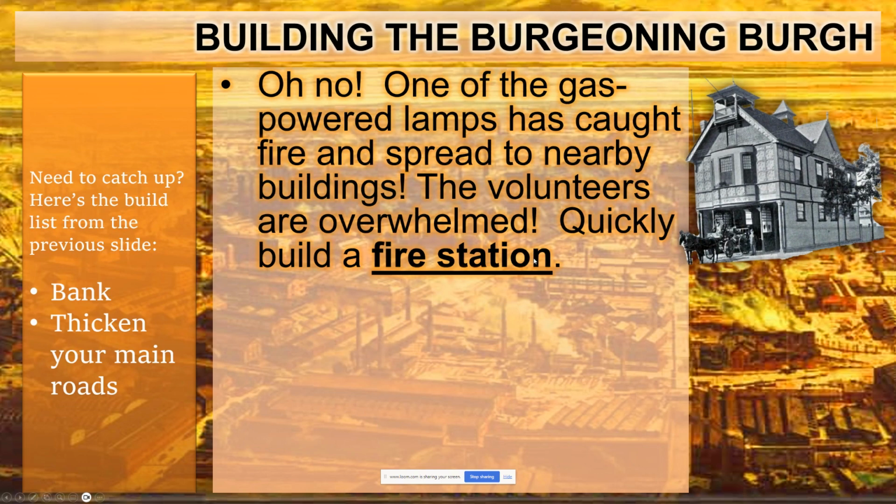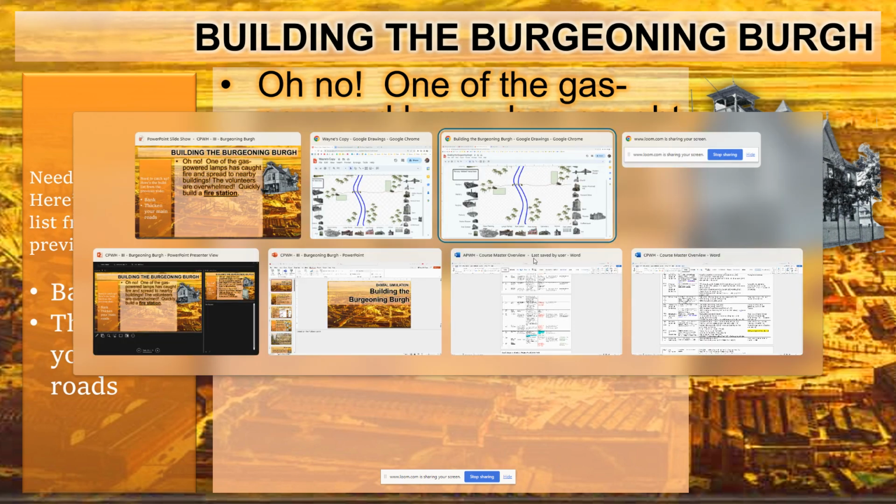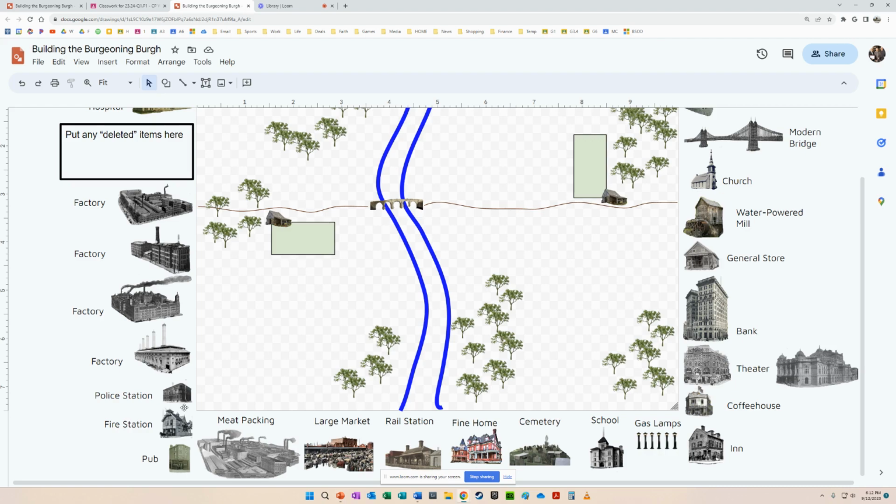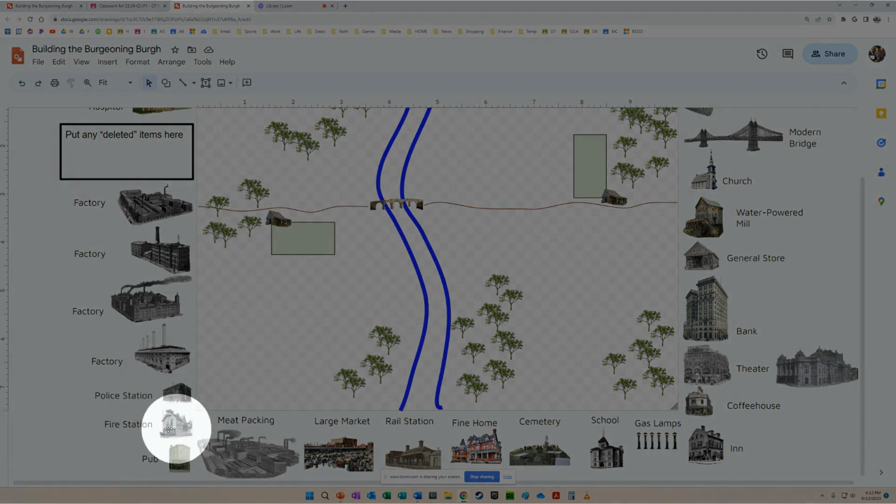Oh no! Oh, sorry to interrupt. You're working. My apologies. Okay. But one of the gas-powered lamps has caught fire and spread to nearby buildings. The volunteers are overwhelmed, and so it used to be what we call a bucket brigade, right? And so instead of a bucket brigade, you're going to get the chance to build a fire station. So prevent another fire just like that. The fire station in the bottom left-hand corner here.